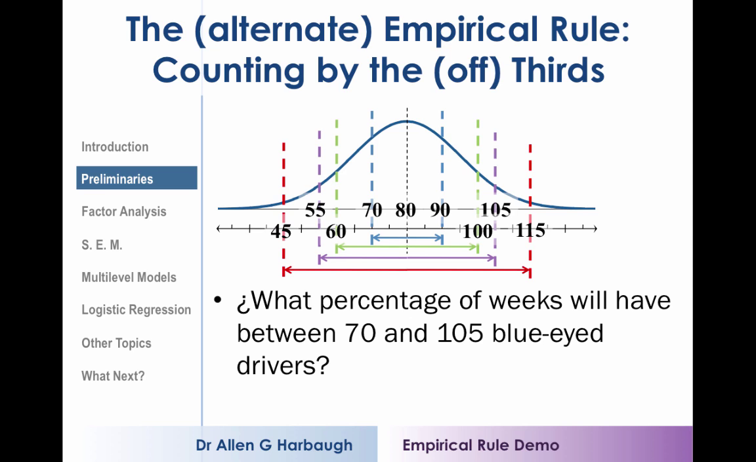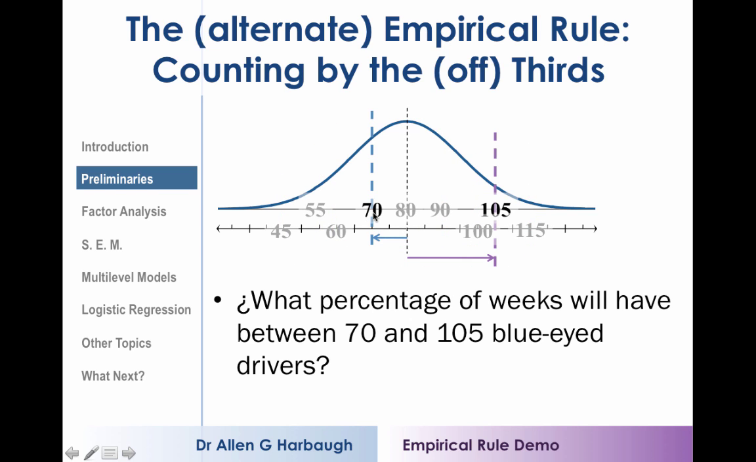Now the shapes can be even more complicated. What percentage of weeks will have between 70 and 105 blue-eyed drivers? We notice that this is not a symmetric curve about the mean. But we know that between 70 and 90, there are 50% of the drivers. Half of that value would be between 70 and 80. The other half would be between 80 and 90. So half of 50 is 25%. So 25% of the weeks will have between 70 and 80 blue-eyed drivers.